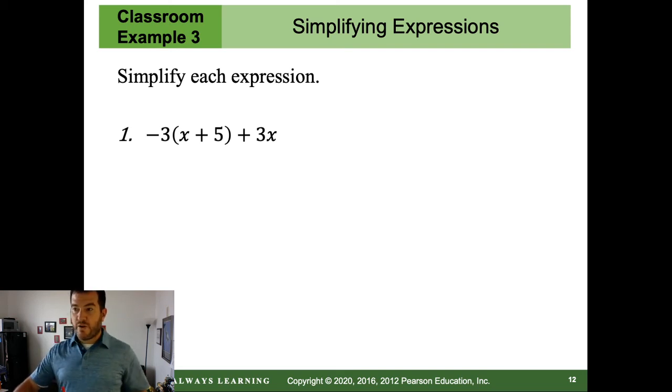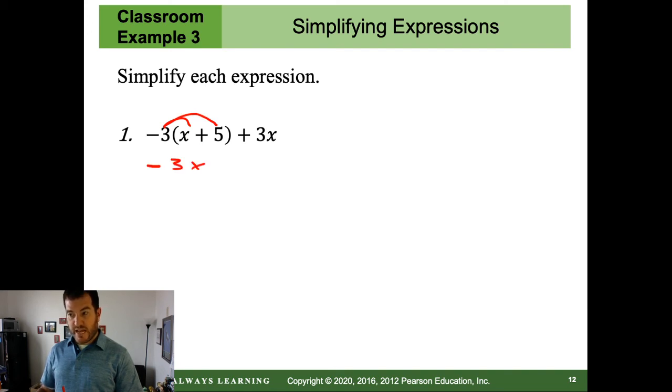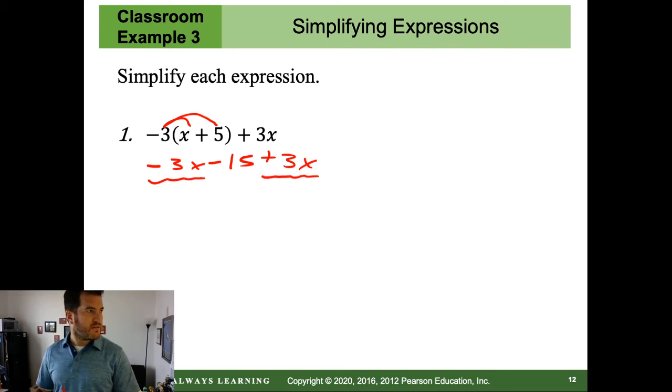Okay, final one. Go ahead and take a second to try this one. Okay, I'm going to distribute this here, distribute that there. So I get negative 3x. Be careful, negative 3 times 5 is a minus 15 plus 3x. Combining like terms, I have a negative 3x here and a positive 3x there. What's negative 3x plus 3x? Be careful. So that's 0, right?